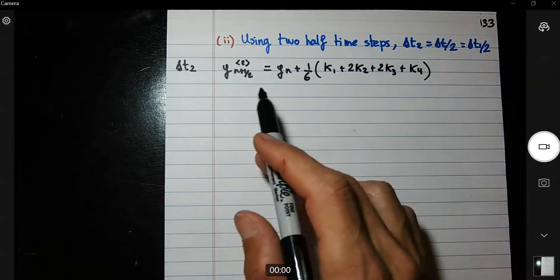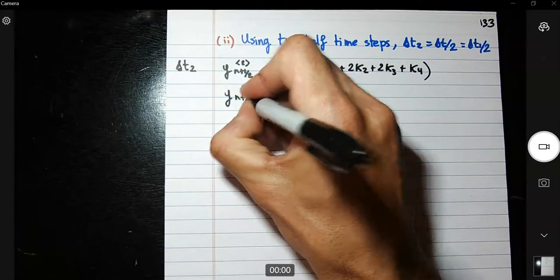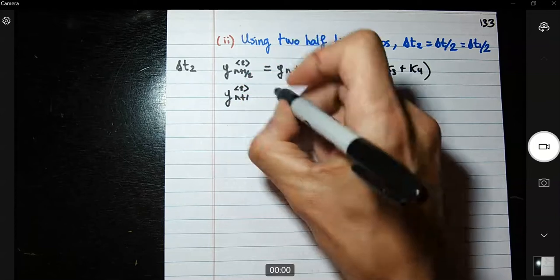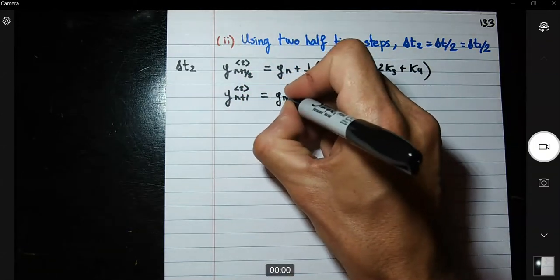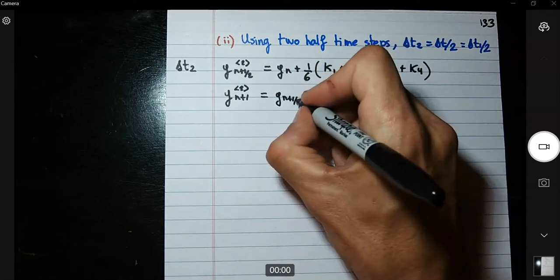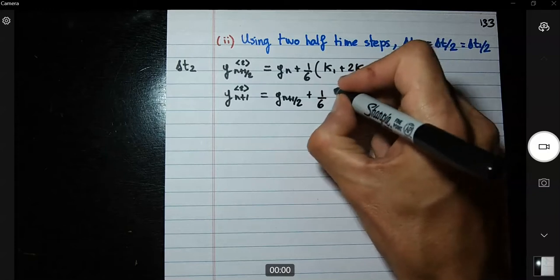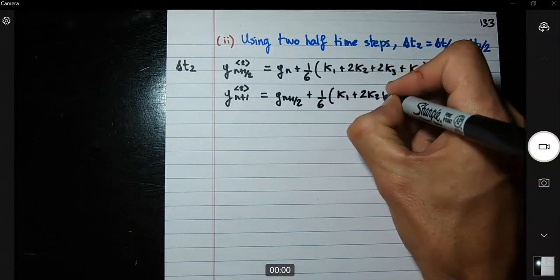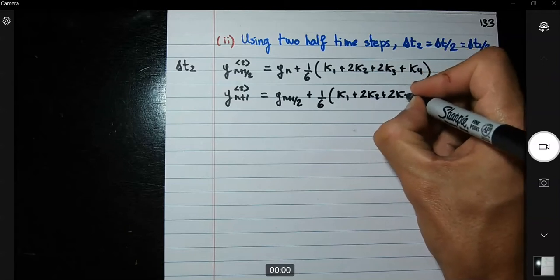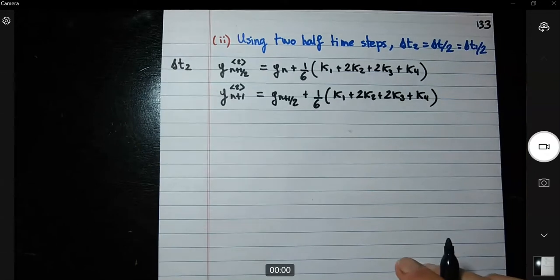Okay, so this is the half time step. Now we know that y n plus 1 of 2 will be equal to what? The y n plus 1 half, the previous one we just calculated, plus 1/6 k1 plus 2k2 plus 2k3 plus k4. Okay.